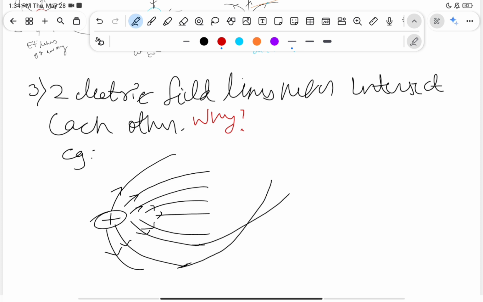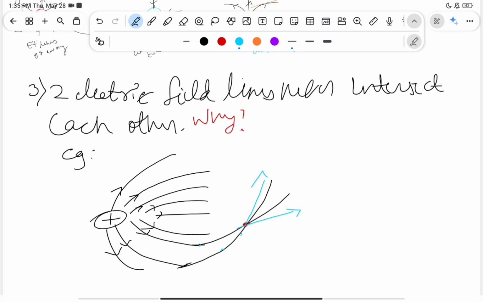At this sharp intersection point, what will be the direction of the electric field? Which electric field line must I consider? If I consider this line, it will be like this. Okay, and if I consider this line, it will be like this, which is never possible.